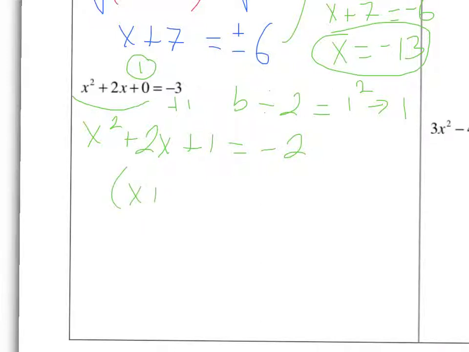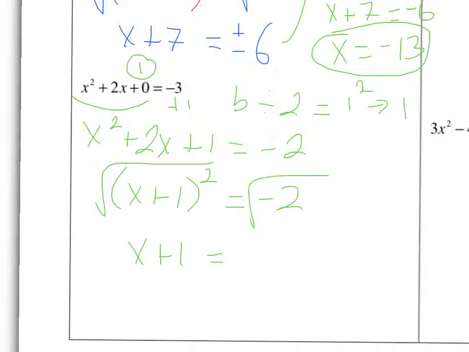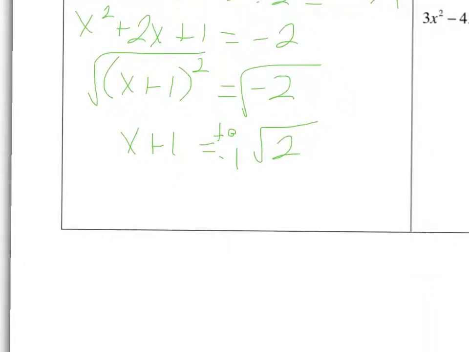My left side factors into x plus 1 squared. I can take the square root of both sides. I get x plus 1 equals plus or minus i times the square root of 2. X is going to equal plus or minus i times the square root of 2 minus 1 after I get that x by itself.